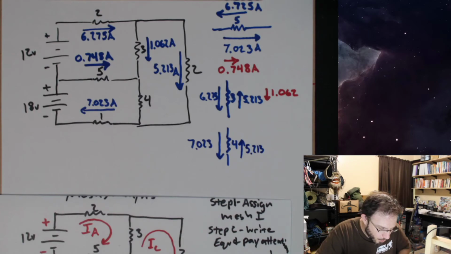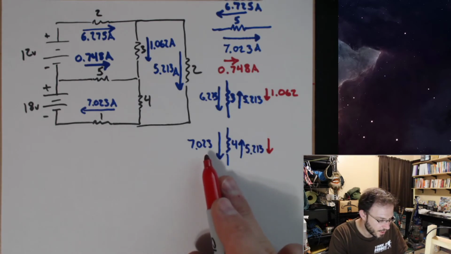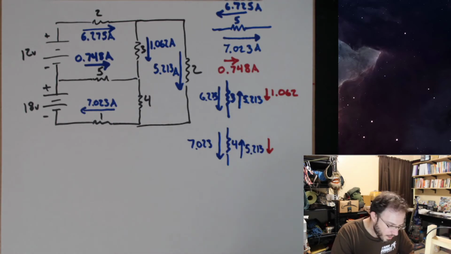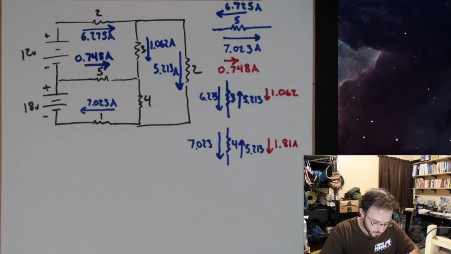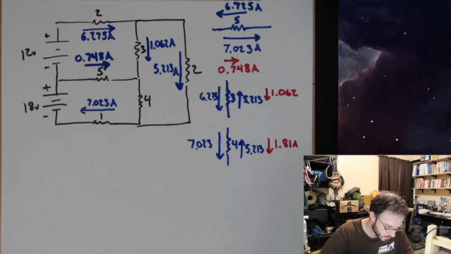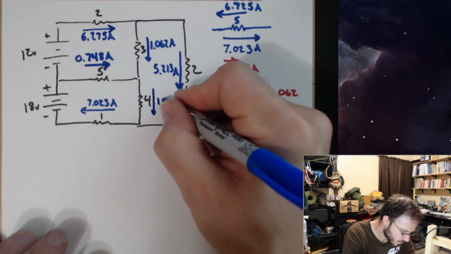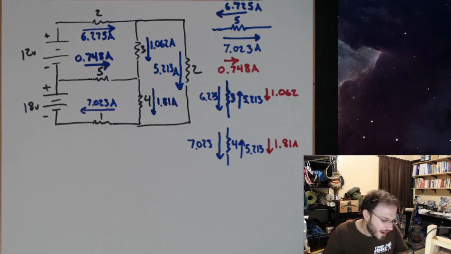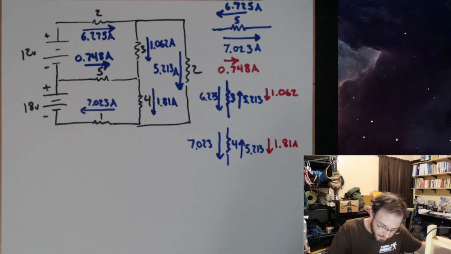All right, so at that point, we know that the larger one's going to win. The result will go down, and we will subtract 5.213 from 7.023, and we get the value 1.81. All right, that's our actual current. That's our real current.